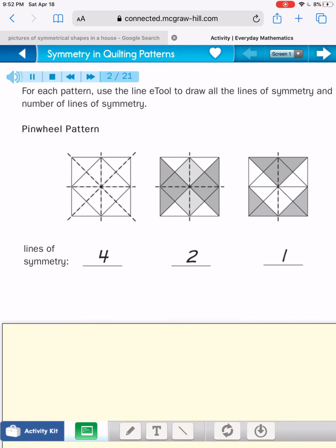Symmetry in quilting patterns. For each pattern, use the Line tool to draw all the lines of symmetry and record the number of lines of symmetry. Pinwheel pattern.